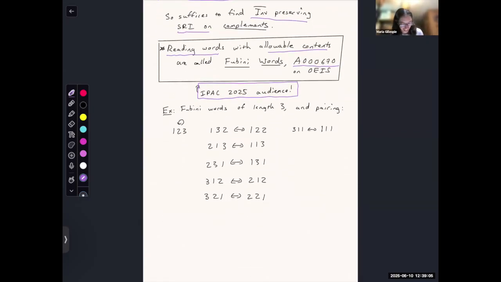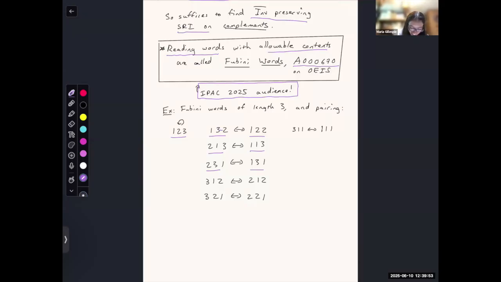So anyway, the Fubini words of length 3, for instance, are our possible reading words for a complementary partition. Now, in general, there's going to be some subset of these that we're going to pair up because the actual shape is going to limit it a little bit with the increasing columns. But let's just pretend that we have no restrictions on what the reading word can be. It has allowable contents. Here's how we actually pair it up. I didn't define it yet, but I'm pairing up things that have the same inversions. If you'll notice, 1 and 3 is an inversion and 1 and 2 is an inversion, and also, oh, sorry. Because I'm doing the reverse reading word, I'm going to use actual word inversions now. So 3 and 2 is an inversion.